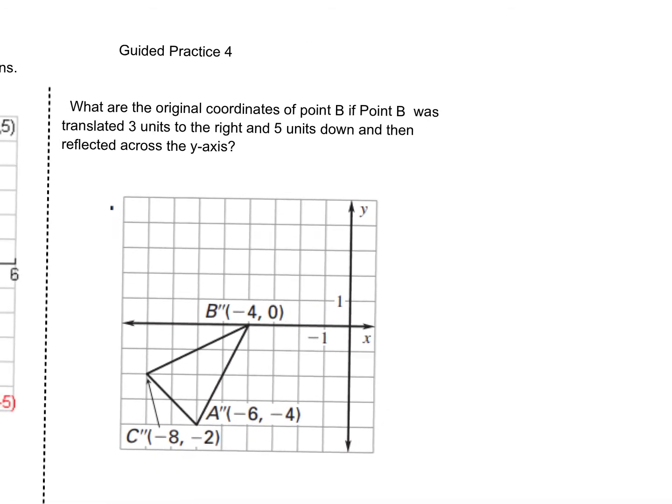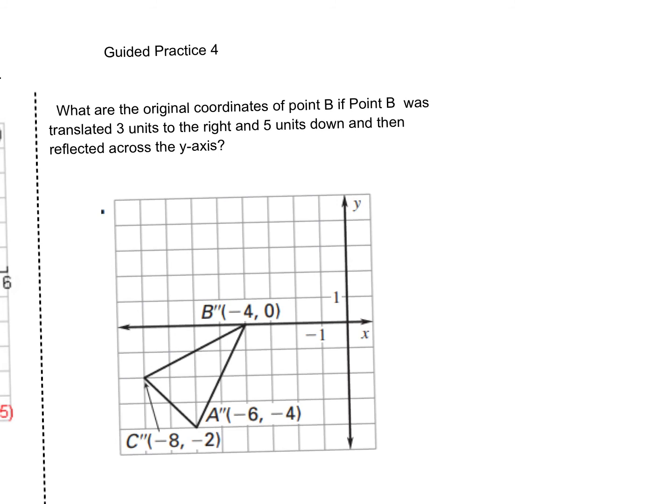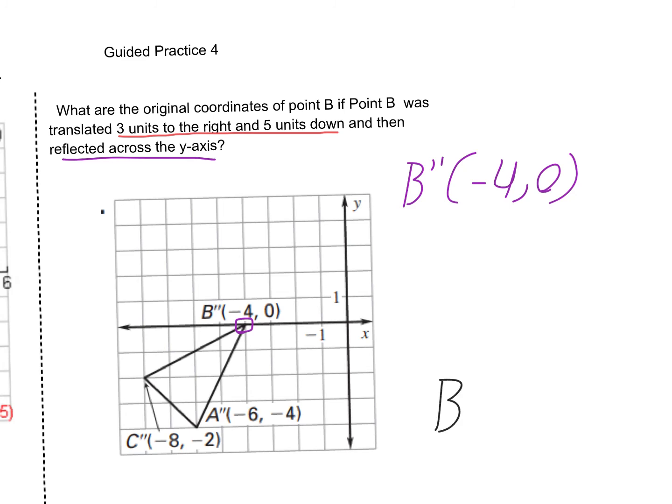Last problem, guided practice number 4. What are the original coordinates of point B if point B was translated 3 units to the right and 4 units down, and then reflected across the y-axis? So we have here point B double prime as the final transformed point. And we want to figure out what the original point was. So given B double prime of -4, 0, we want to figure out what the original point B was.